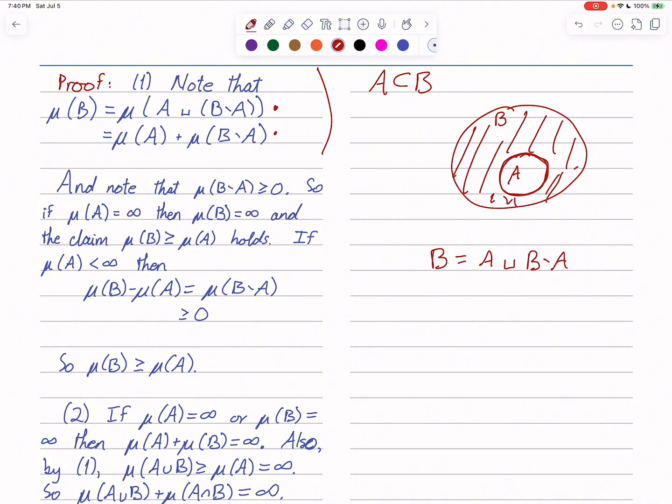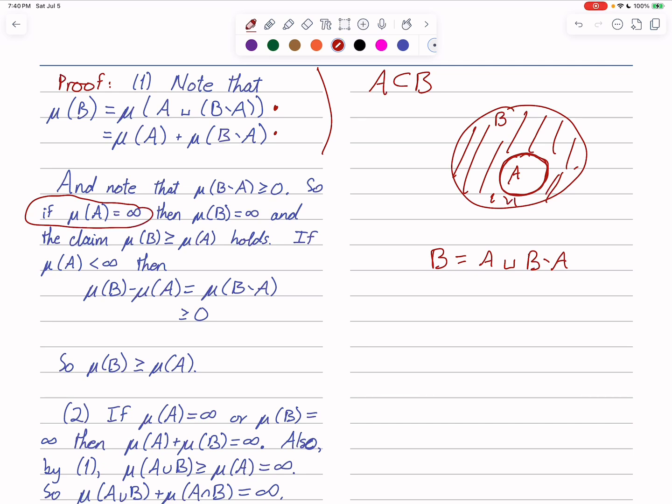Now, that's productive, but often with these proofs, we need to have two cases, right? A case for the infinite situation and a case for the finite situation, because these measures can be infinite. And often you break them into those two cases because the logic of working with infinity is often different from the logic of working with finite values.